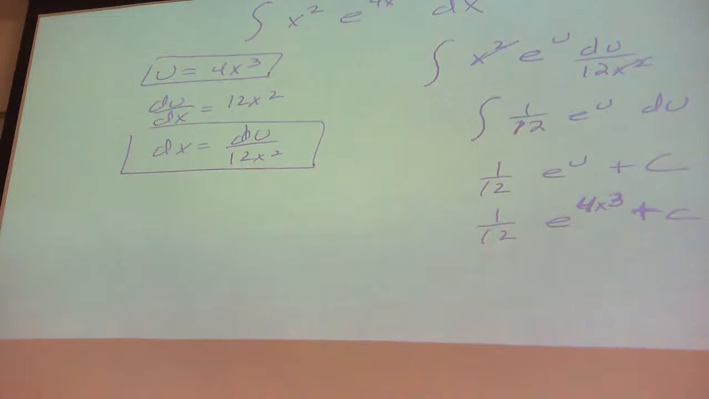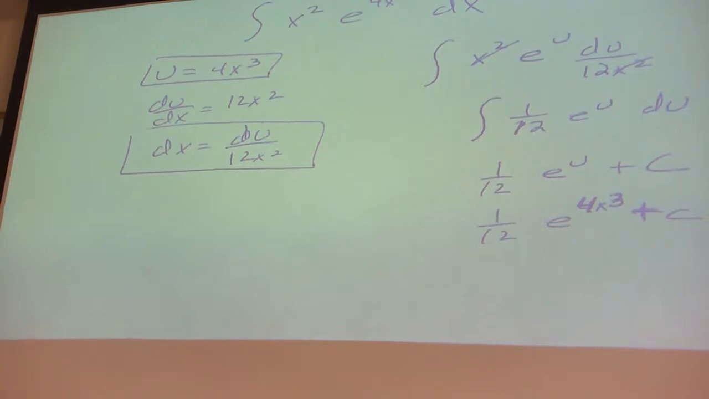Question? So, taking the integral of e to the u is just e to the u? Yeah, that's one of the special cases. Integral of e to the u is e to the u, integral of e to the x is e to the x, integral of e to the t, doesn't matter what the letter is. It's the same. All right, cool.